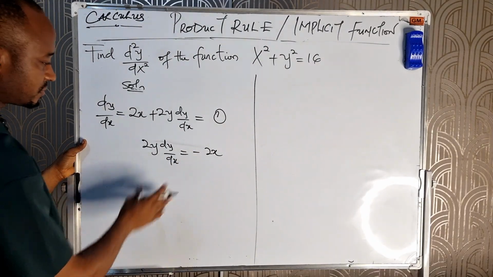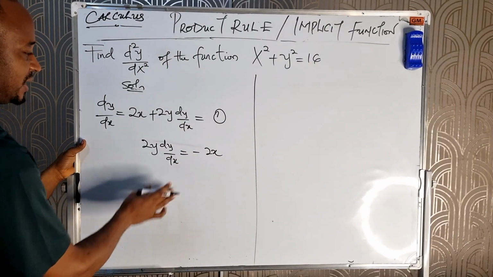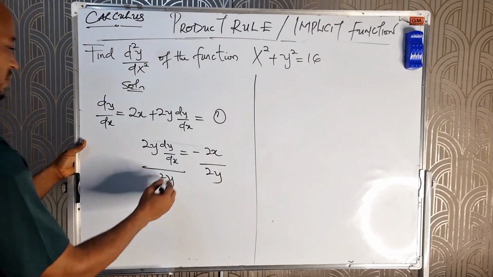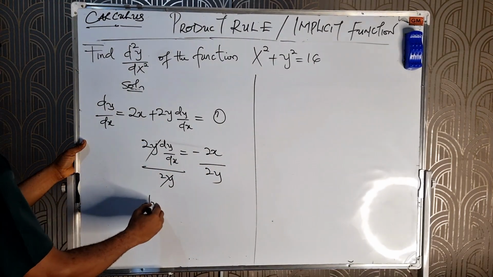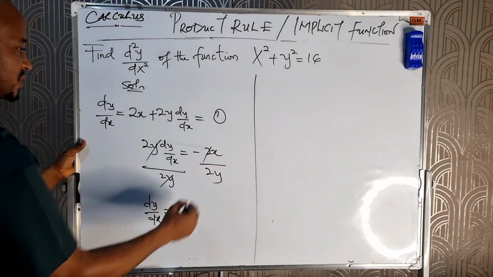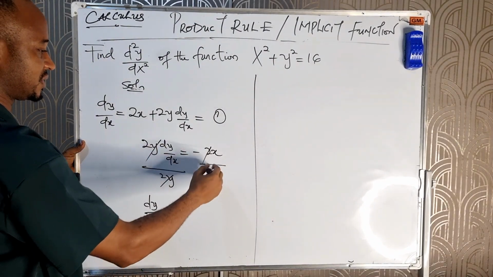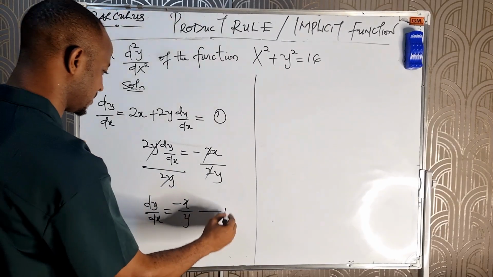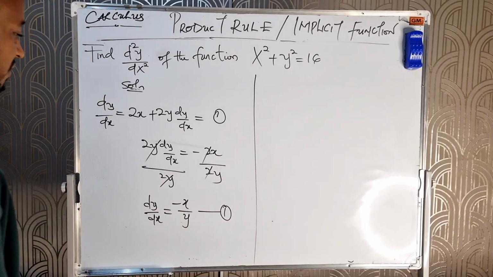Okay, so to find dy/dx, we divide both sides by what? By 2y. So 2y cancels 2y, and we are left with dy/dx equals minus 2x over 2y. We cancel 2 from here, and we are left with minus x divided by y. This is the first answer.